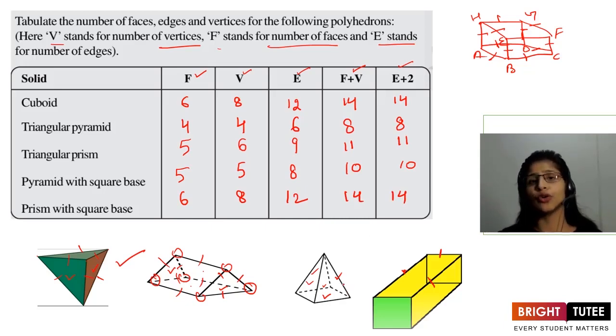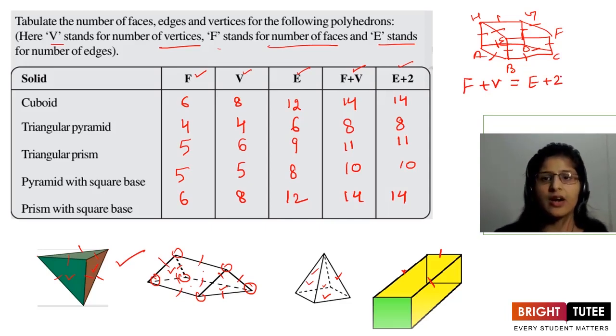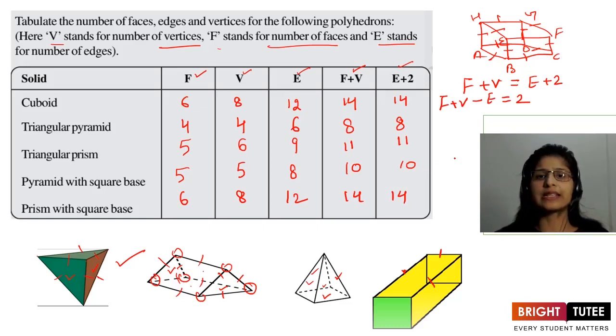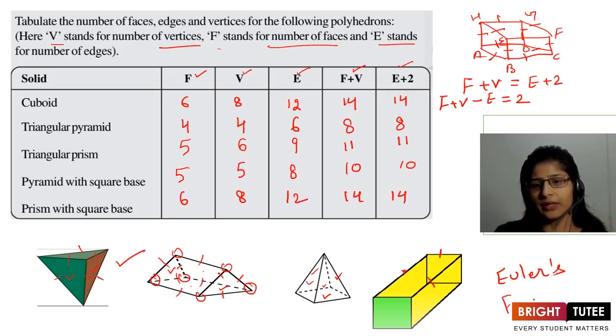So one thing I want you all to notice here, the last 2 columns have exactly the same values. Right, that means we can say F plus V is equal to E plus 2 for all of these shapes that we have discussed so far. Or we can say that F plus V minus E is equal to 2. Right, so this is known as Euler's formula. What is this known as? Euler's formula. So the name is E-U-L-E-R, Euler's formula.